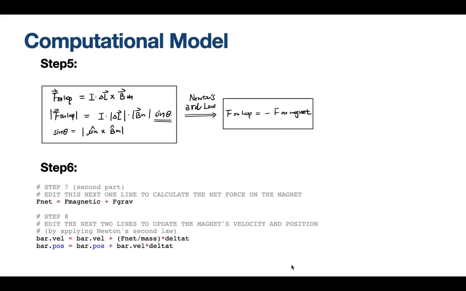The 5th step is basically to use the Biot-Savart law to calculate the magnetic force on the loop. And by using Newton's third law, we get the magnetic force on the magnet. For the 6th step, we add all the forces exerted on the magnet, calculate the net force, and use Newton's second law to predict its motion.